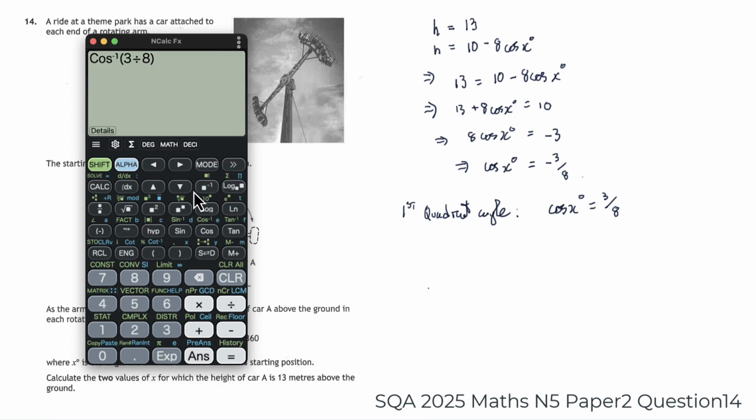Now again, make sure that the mode of your calculator is in degrees, not grad or rad. Change the mode so that deg is showing on your display. So assuming you're in the correct mode, we press equals now, and the angle we're talking about, the first quadrant angle, is 67.97 and so on. That's roughly 68. So that's the first quadrant angle.